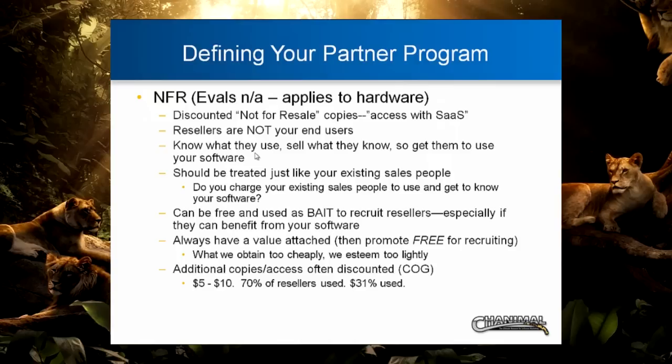The concept is that what we obtain too cheaply, we esteem too lightly. I found that when we gave the software away for free in the old days with Ashton Tate, we gave each location three sets of five copies of software, so 15 copies per location. When we cycled through about 90 days later, very few had actually installed or used the software. But if we charged them as much as $5 or $10 a package, then over 70% of those resellers would use it. So it was very different if you just establish a small value to it.